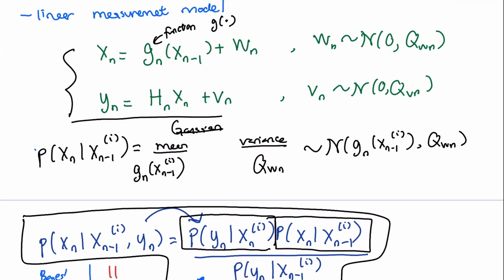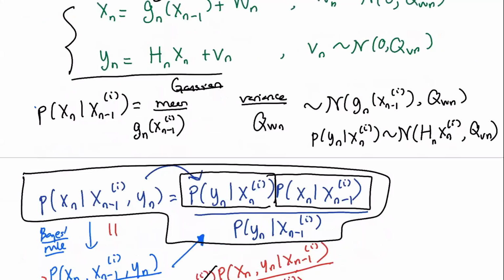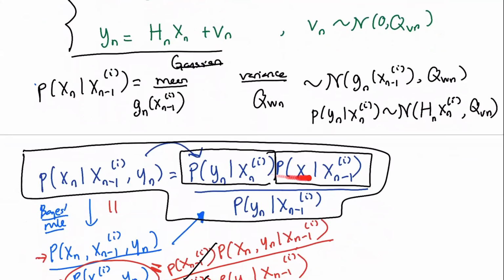And similarly, you can do the same thing for the measurement. So you know that the probability of yn given xn and I is also Gaussian, except this is going to be h times xn, and then the variance is going to be qvn, right? So at least in 2 of these terms, we know exactly what this thing is, right? So we have a Gaussian times a Gaussian.